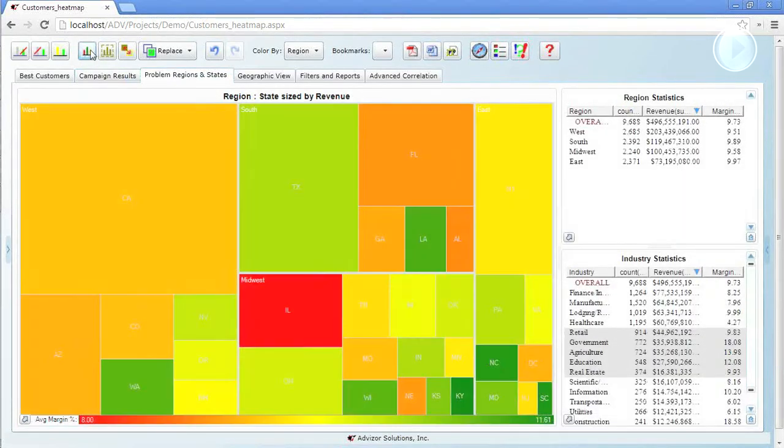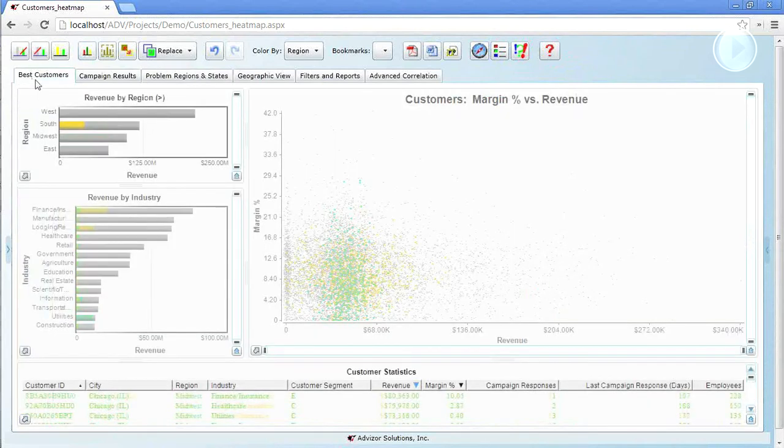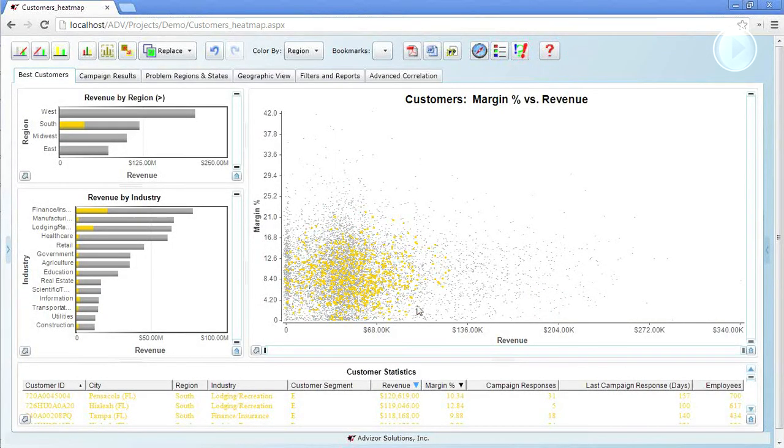Bring everything back. Florida in the south is another big state that's also red. So let's take a look at Florida and see what it looks like. Does it look like Illinois? Select it with the mouse. 714 customers, 35 million in revenue. Let's see where the customers are. Similar pattern, more of a revenue spread, but all low margin, but different industries.